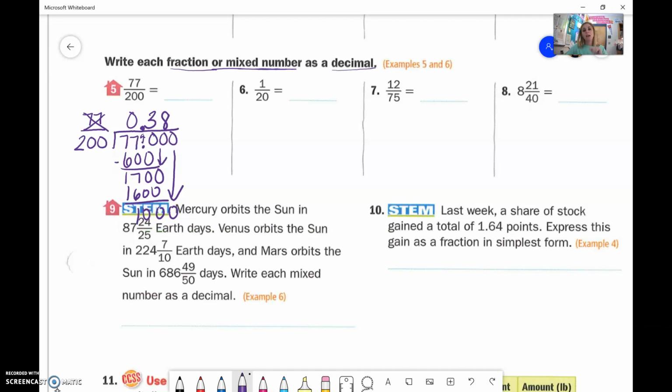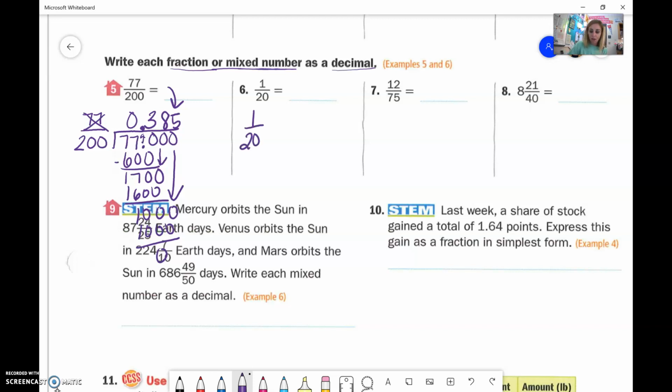Sweet. Okay, 1,000. 200, 400, 600, 800, 1,000. How many groups is that? That is 5. And I have nothing left over, so I am done. So 77/200ths written as a decimal is 0 and 385 thousandths. Cool, right? Love it. Okay, 1/20th.